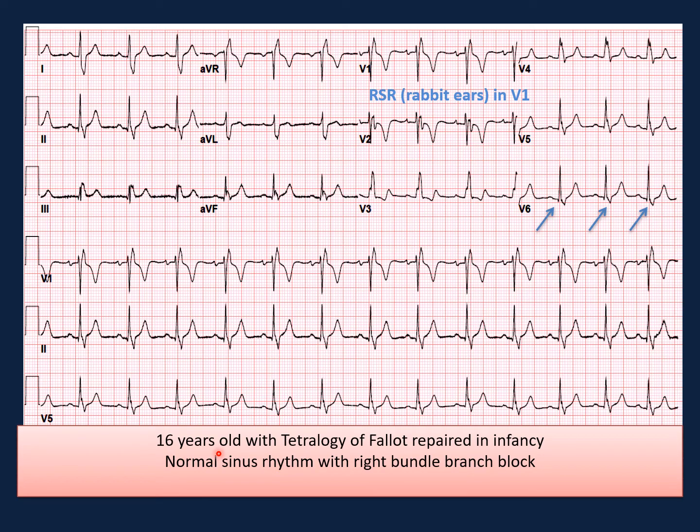This is an ECG for a 16 year old with tetralogy of Fallot repaired in infancy. If you look at the QRS complex in V1, it is a wide complex. There is an RSR pattern, so there is R wave and wide QRS complex in V1. This is a right bundle branch block. And if you look also at the S wave in V6, it is wide. So again, right bundle branch block is wide QRS complex in V1 with an RSR pattern.